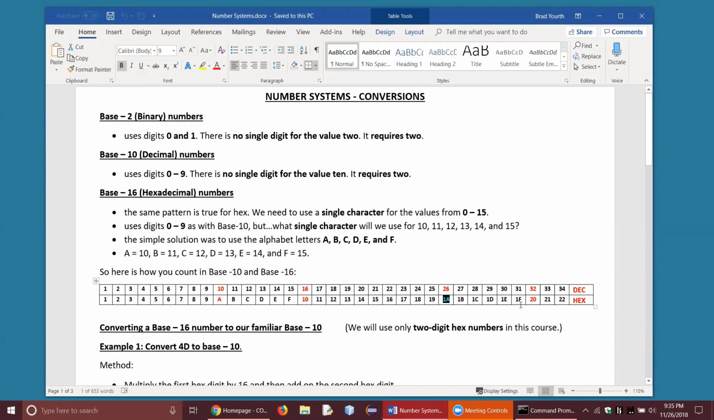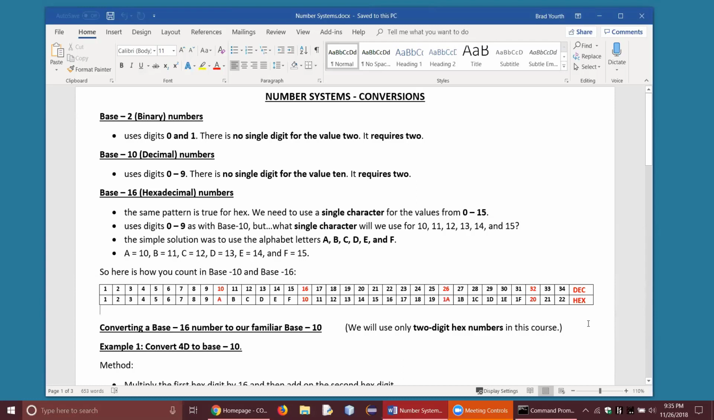Now, when it gets up to 1F, the next highest number after that has to be 20. Now, why is that 32? Because that's 2 times 16 plus 0. And so on. And it keeps going like that all the way up to FF, because we're only going to go up to 255 for this course.